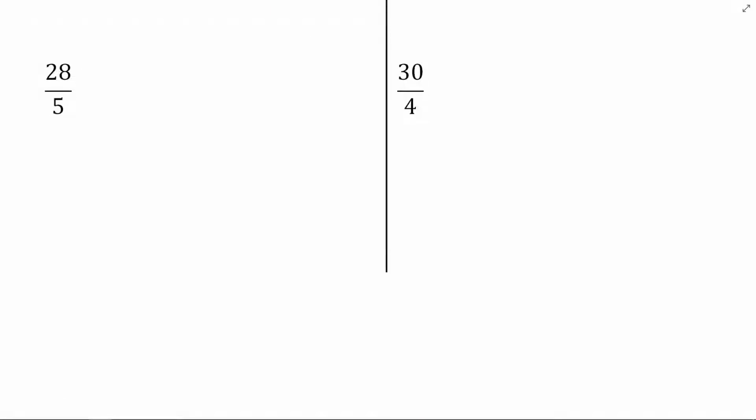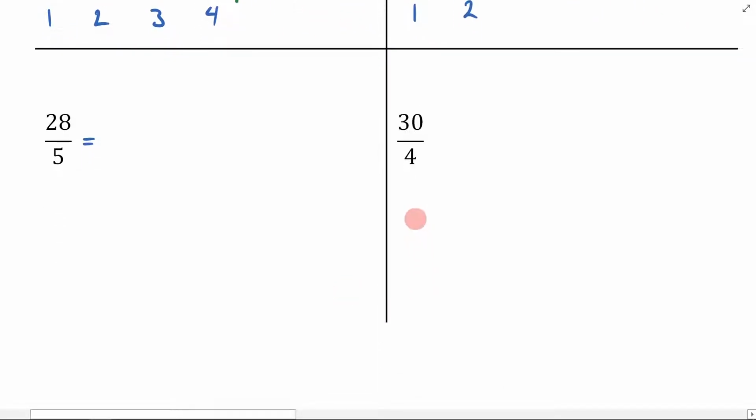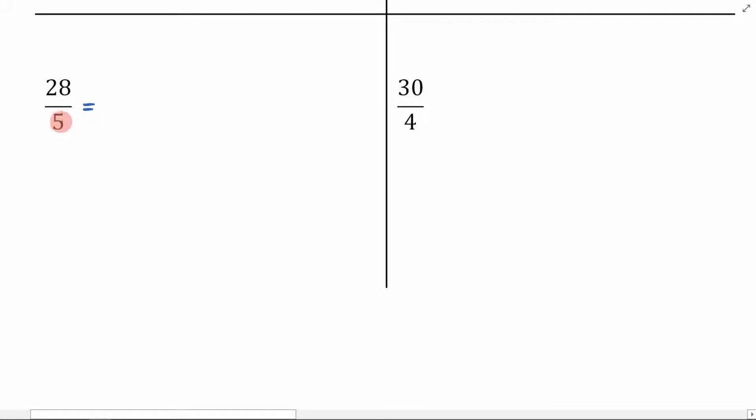All right, how did you go with them? So remember, if you're becoming comfortable with this idea now, you might be able to do it without this step here. You might be able to skip that step there. So you might think, all right, 5 goes into 28 5 times because 5 5s are 25 with 3 leftovers. And then I put that 3 over my denominator of 5. And there's your answer, 5 3/5. If you can do that, spectacular. You've got your answer. That's all you need.